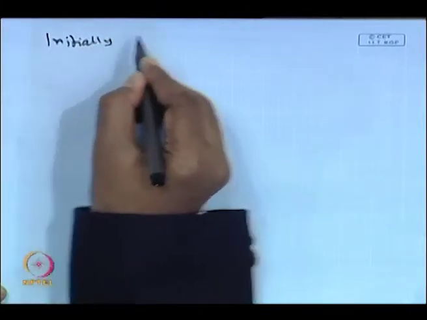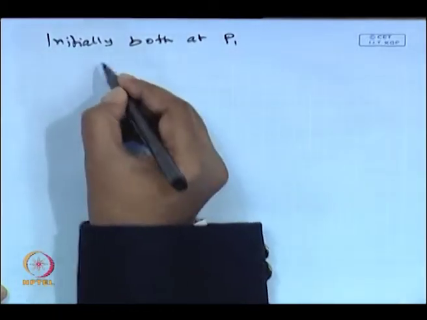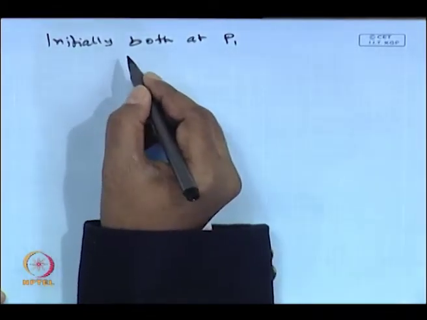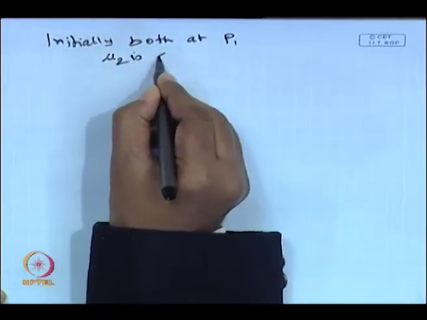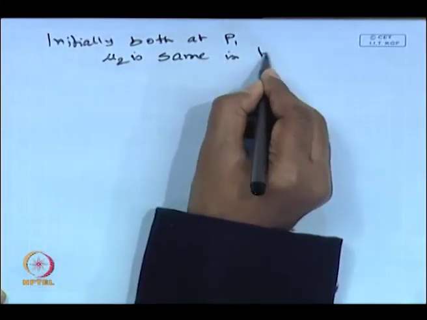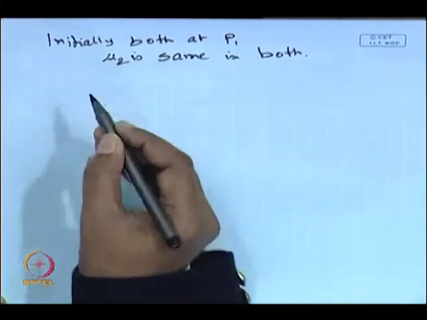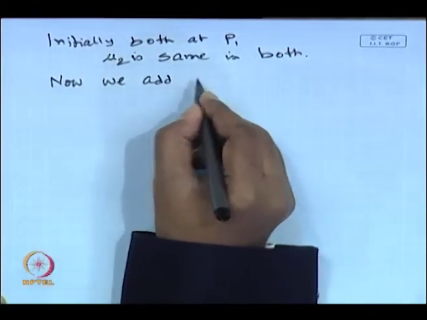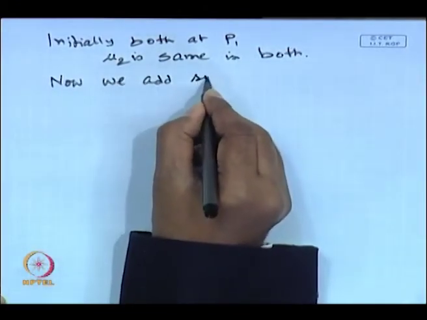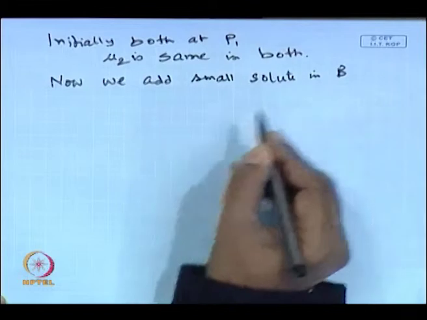So, initially both the chambers are at pressure P1, right, and mu 2 is the same in both the chambers because they are both pure solvent, okay, pure water. That means initially we had pure solvent in both the chambers. Now, we add a small amount of solute in chamber B. So, B becomes a solution.